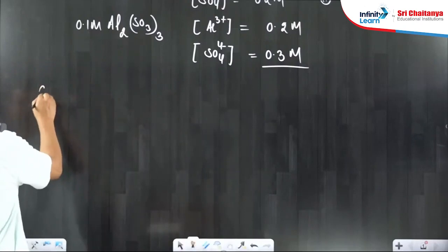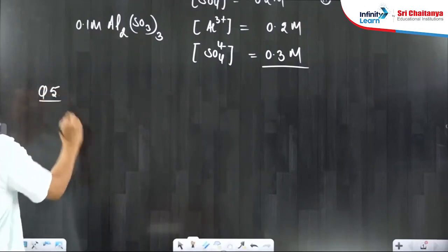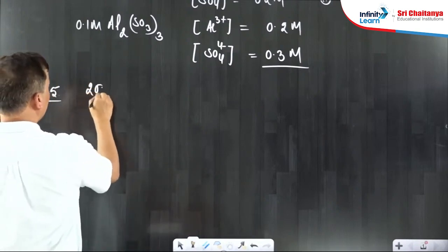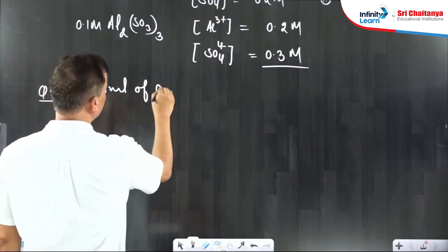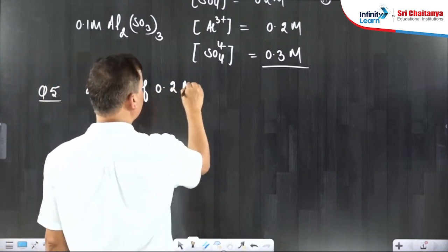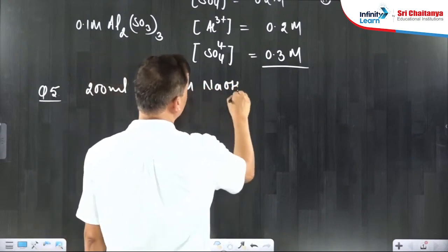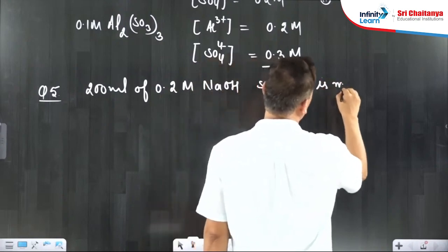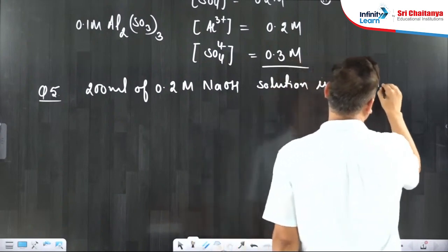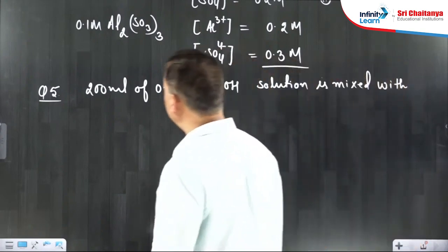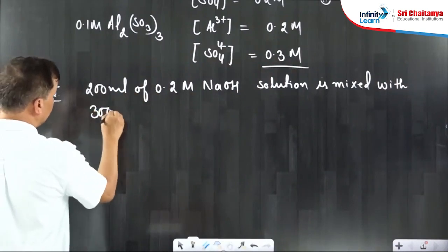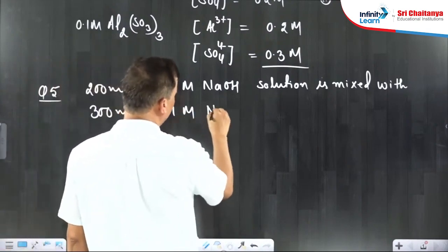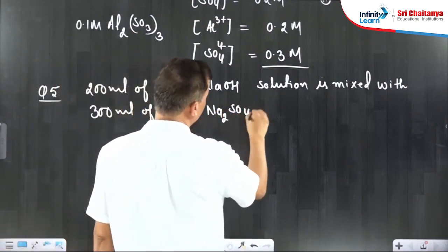Now dear student, for mixing, I would like to take one more example. Here is question number 5, which you will solve yourself. I am taking 200 ml of 0.2 molar NaOH solution, mixed with 300 ml of 0.1 molar sodium sulfate solution.